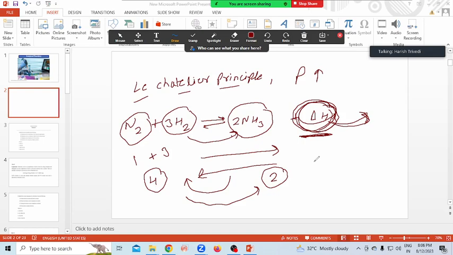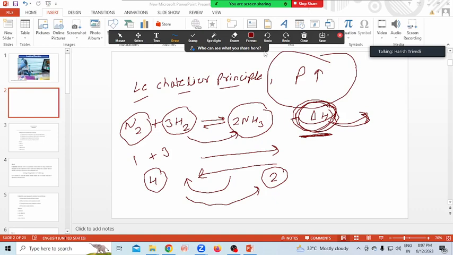Now we can understand the effect of pressure here. When you increase the pressure, the system will try to reduce or cancel out this effect. How will it do that? It will try to reduce the pressure. How can the pressure be reduced? When the reaction moves toward the forward side, because 4 molecules are converting into 2 molecules of ammonia, the pressure will be reduced. So by increasing pressure, the reaction will move toward the forward side.